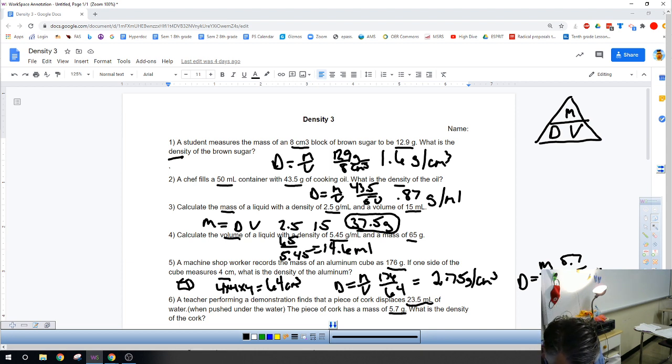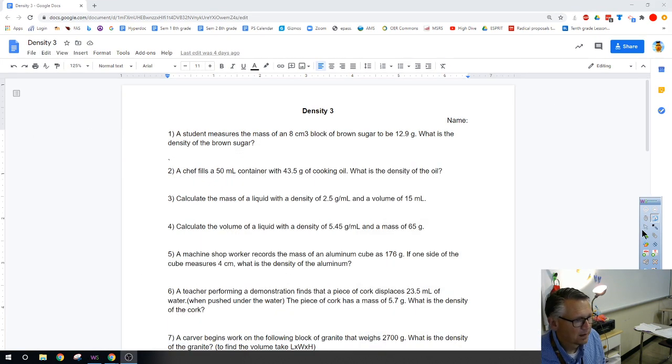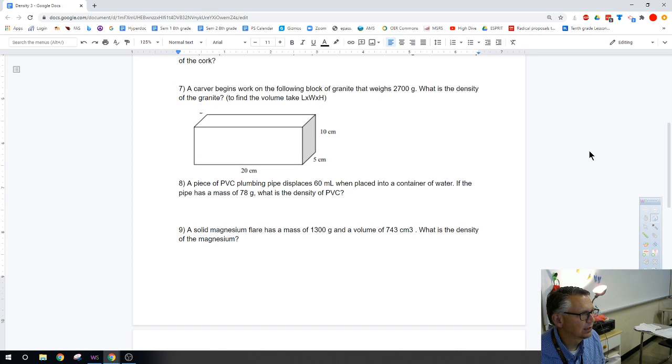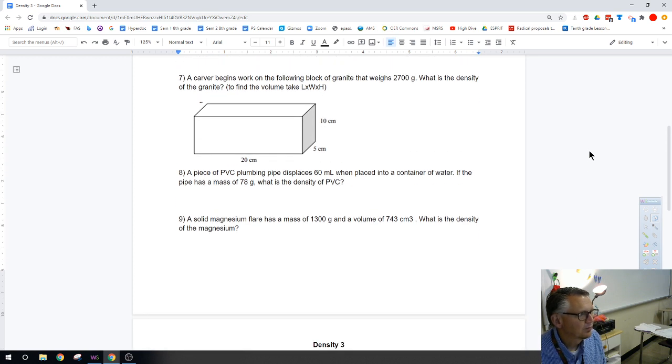That's not right. Sorry. 5.7 divided by 23.5 equals 0.24 grams per milliliter. I had hit multiply instead and I got a really large number. So hopefully now you're getting to the point where some answers don't make sense, so that you can understand that you may have made a mistake.